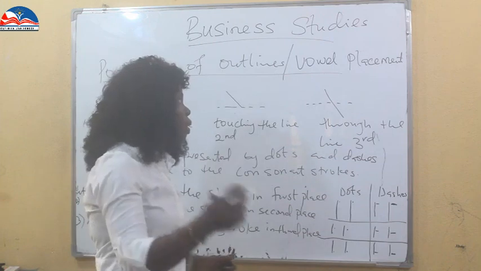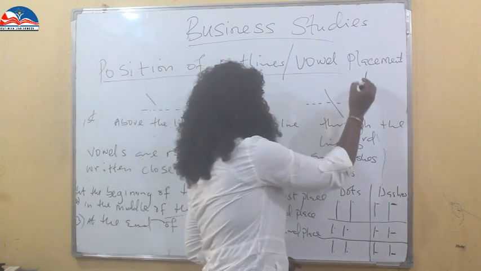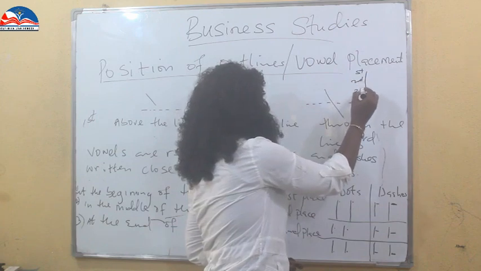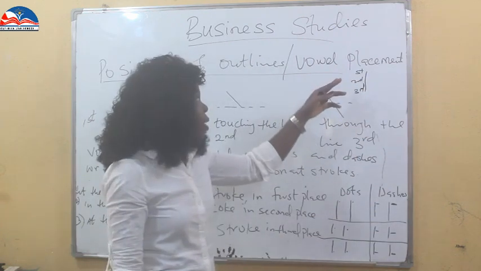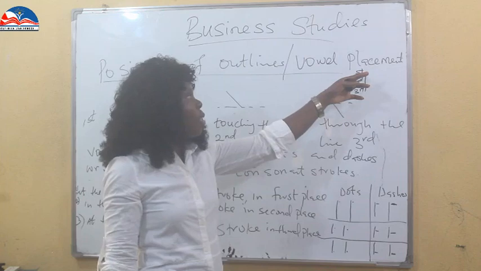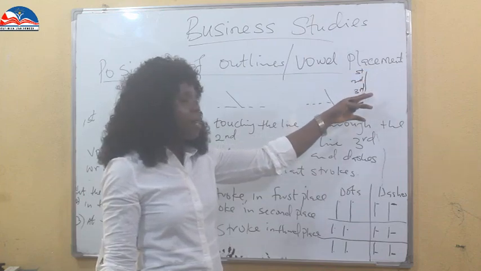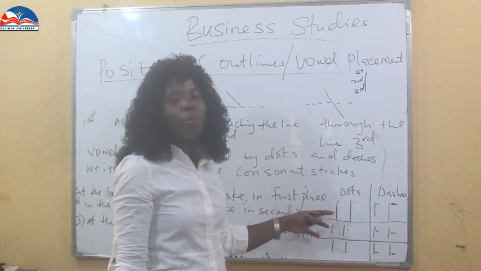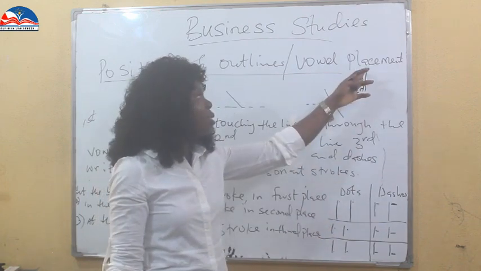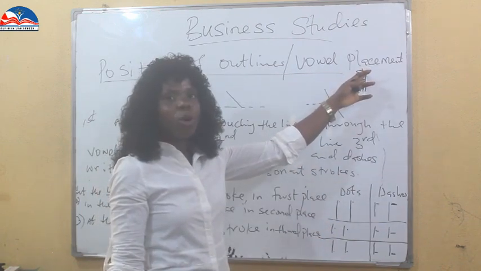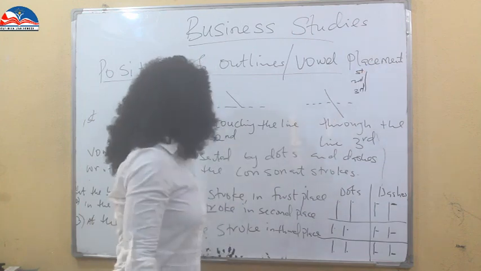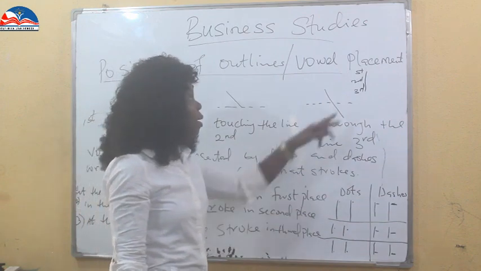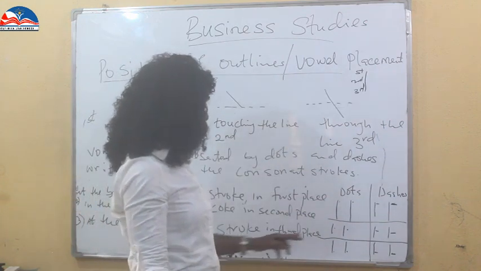I told you, in an outline writing, this is the first place, second place, and this is the third place. So in an outline writing, the vowel can come at the first place, at the second place, and at the third place. This first one I've just talked to you about is the first place vowel position, which comes at the top here. Now the second positioning is in the middle of the strokes, in the middle place, which is here. Now let's go there.